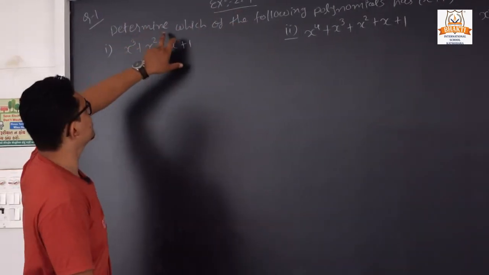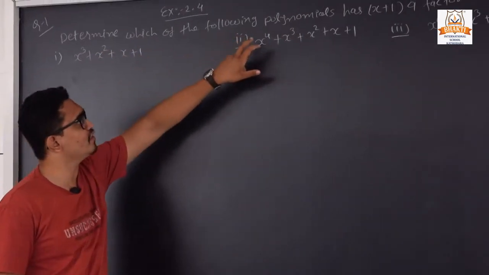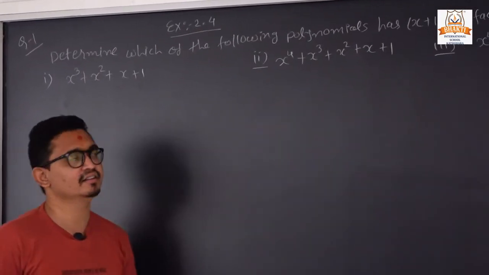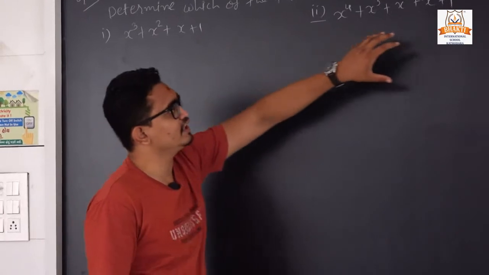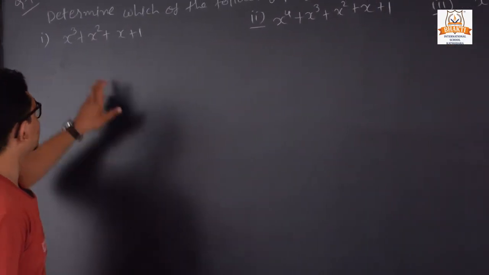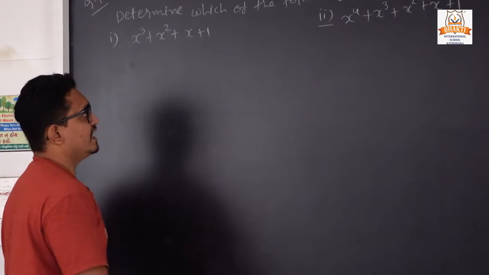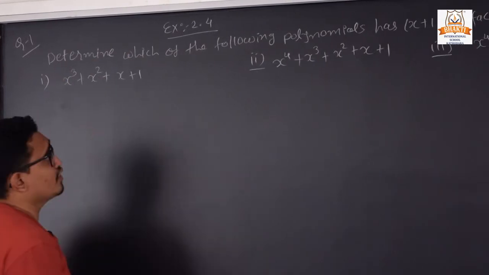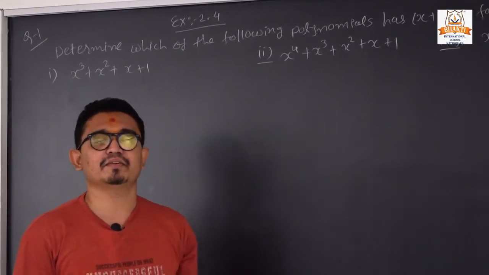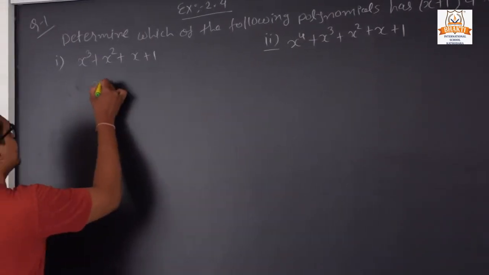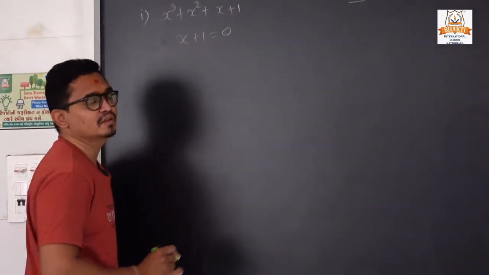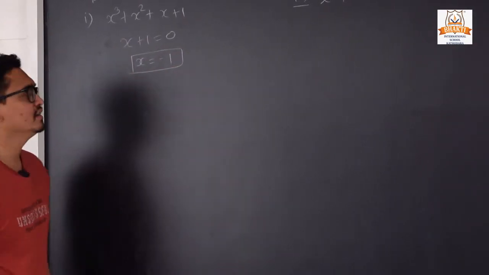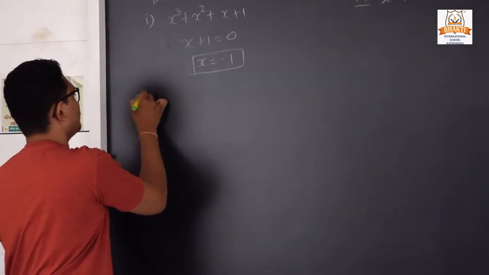So first of all, what is our question? Determine which of the following polynomials has x plus 1 as a factor. So here they are giving 4 different polynomials. So we can start with the first, for checking whether x plus 1 is a factor of that polynomial or not. So what can we do? First of all we take x plus 1 equal to 0. So plus 1 is going to the other side. So it means x is equal to minus 1. Now we will put x equal to minus 1 in our polynomial.